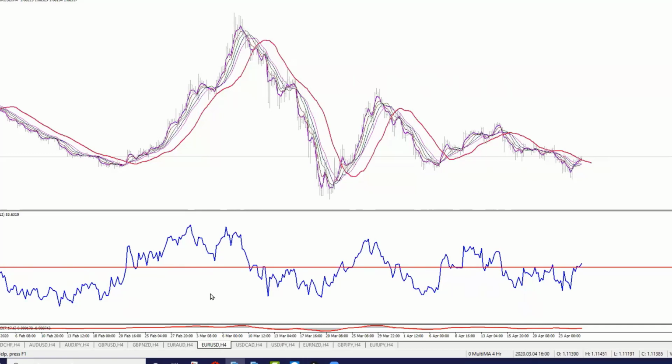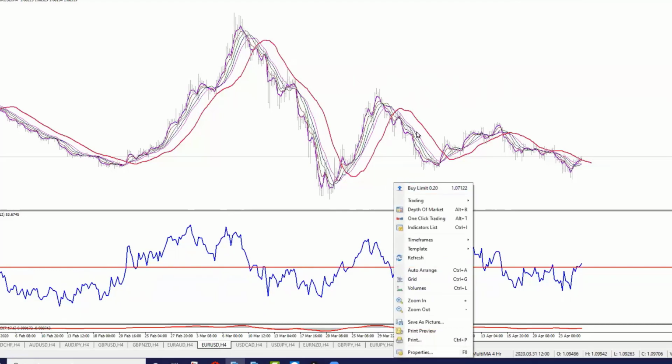Let's have a look at what else has come out. I think the US pairs are trending less strongly in anticipation of the FOMC announcement. Okay, all right. So let's go and have a look. All right, so let me just get this back to normal.